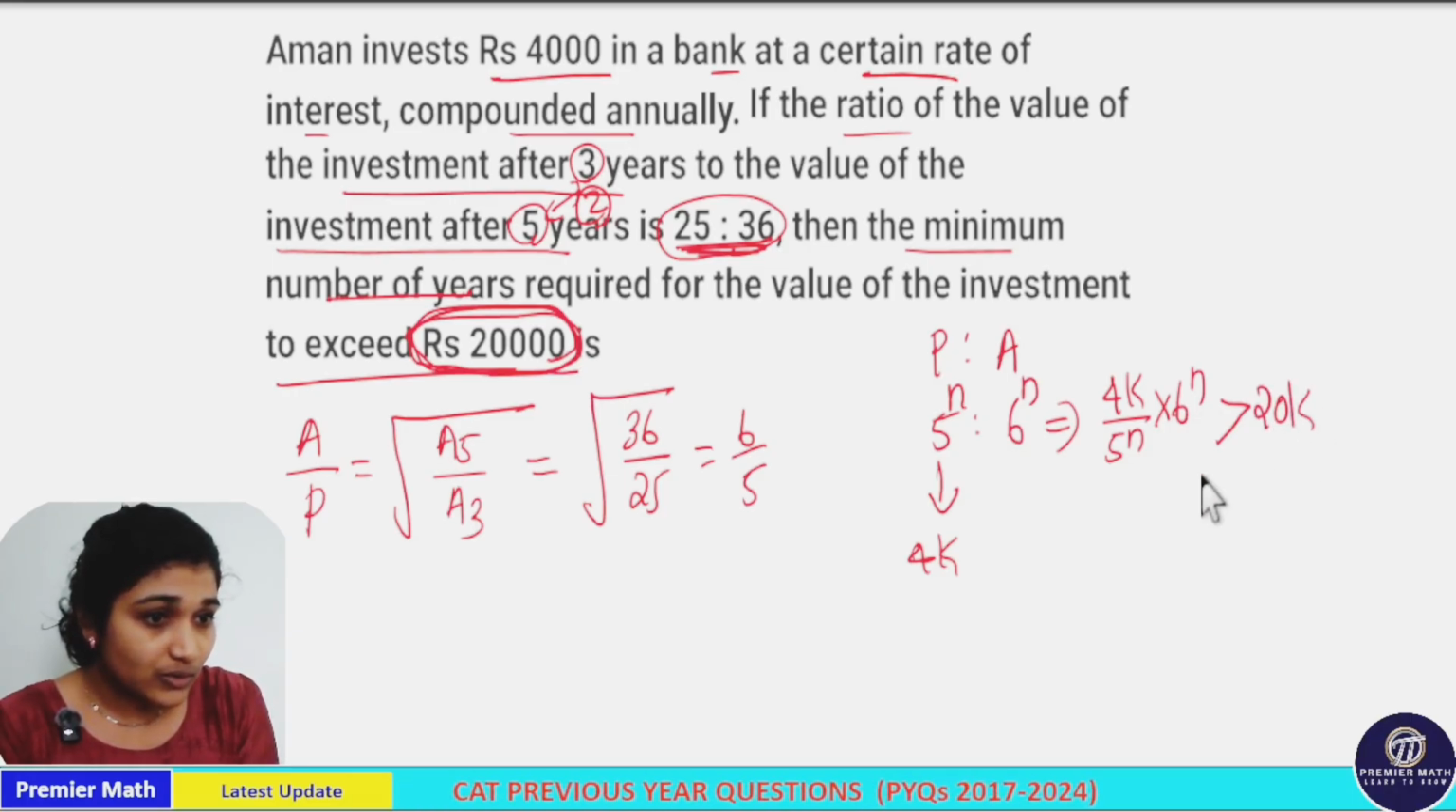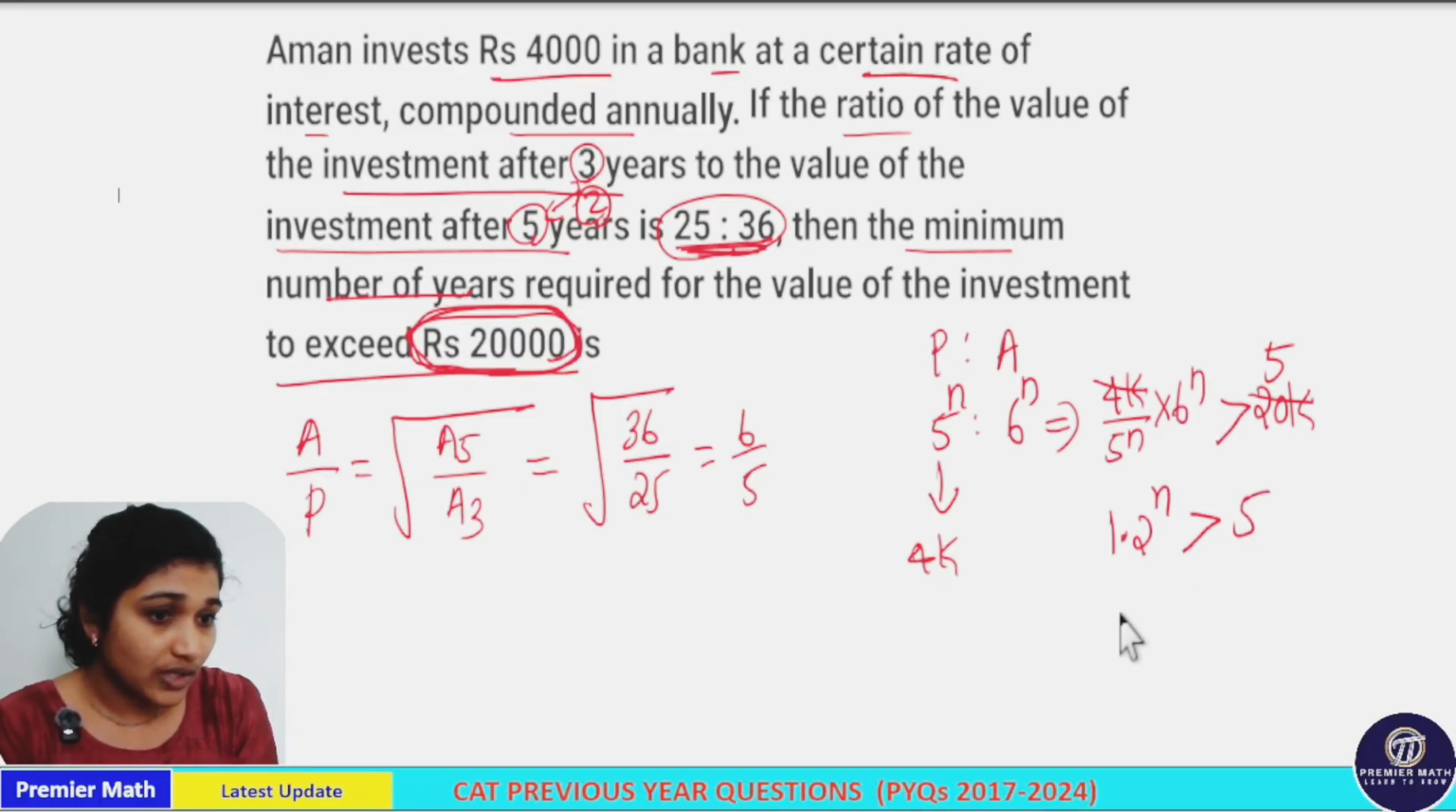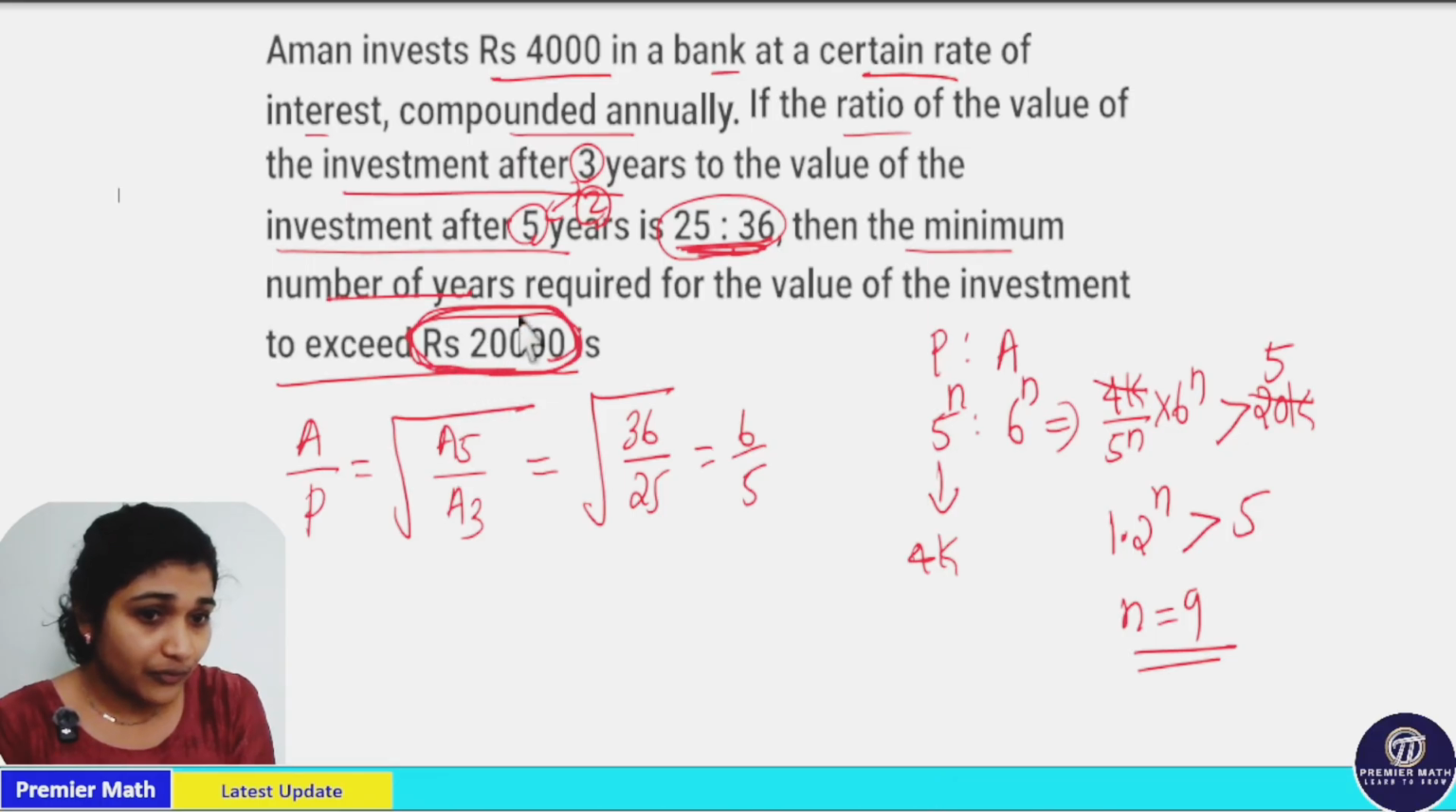So this is equal to 20,000, means 4,000 goes 5 times in 20,000. Now 6 raised to n by 5 raised to n means 6 by 5 the whole raised to n, which is equal to 1.2 raised to n, which should be greater than 5. Now from calculator, if you calculate, n is equal to 9. So after 9 years, value of investment will exceed rupees 20,000.